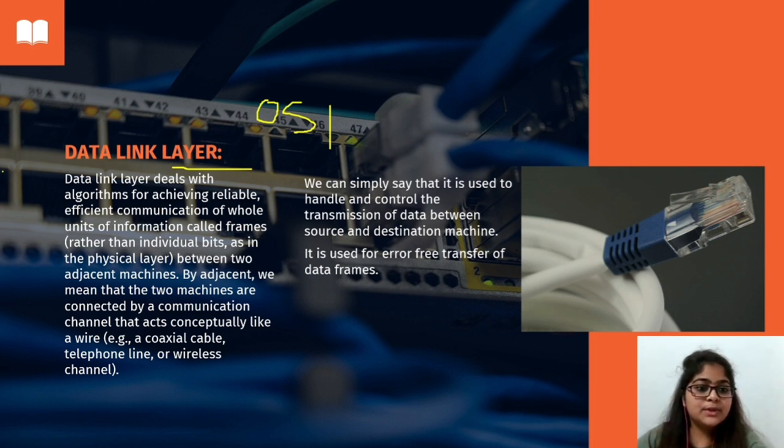Data link layer deals with algorithms for achieving reliable, efficient communication of whole units of information called frames between two adjacent machines. By adjacent, we mean that the two machines are connected by a communication channel that acts conceptually like a wire. For example, this wire could be a coaxial cable, a telephone line, or wireless channel. We can simply say that it is used to handle and control the transmission of data between source and destination machine. It is used for error-free transfer of data frames.